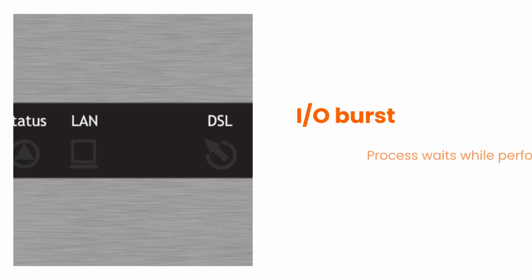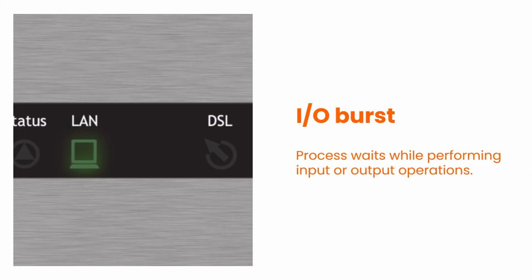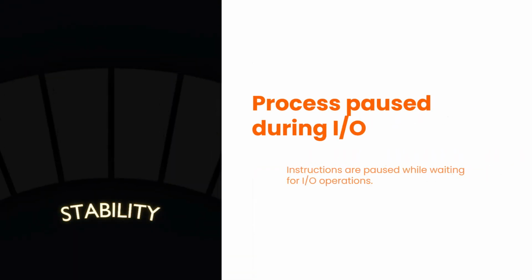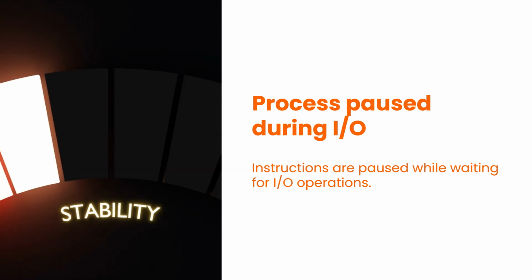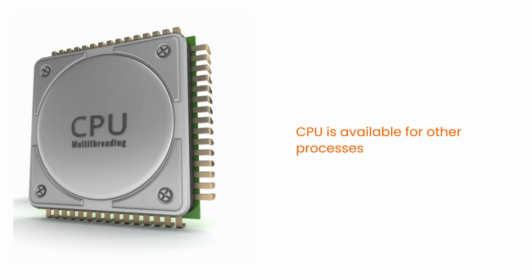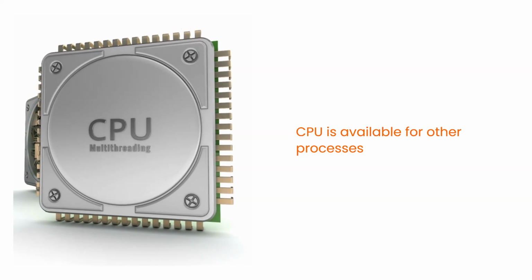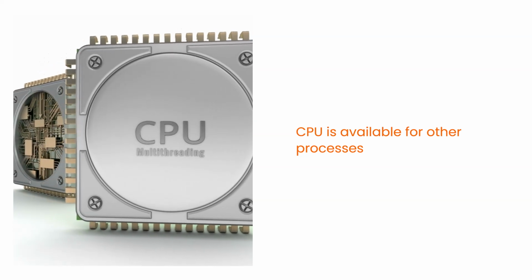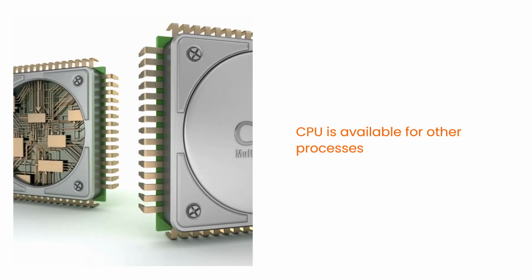When a process needs to fetch data, write files, or interact with devices, it enters an I/O burst. Now it waits on input or output operations while its instructions pause. During this time, the CPU isn't tied up. Other processes can step in and use the processor, allowing the system to stay efficient and responsive.